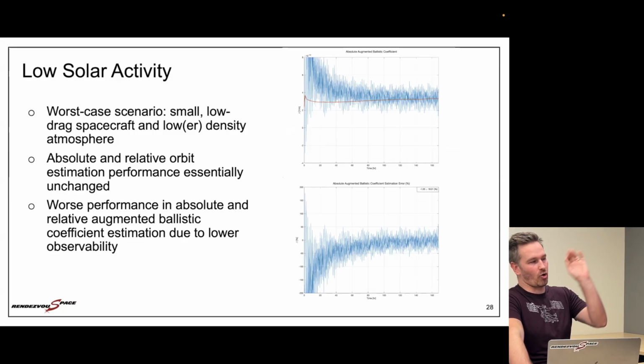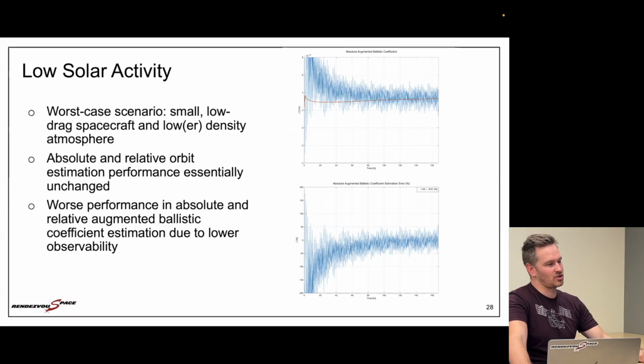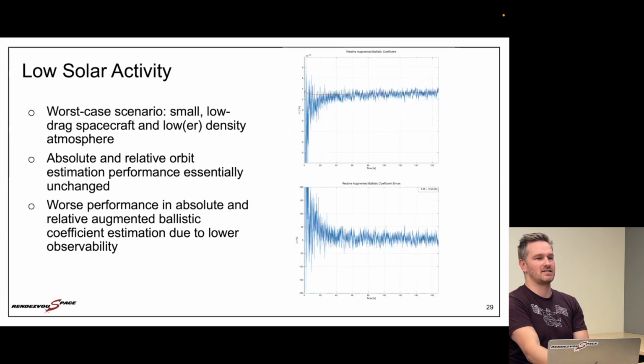And I'm not showing the orbit estimation results because they're basically unchanged. We want to look at what's happening with the absolute and relative augmented ballistic coefficients. And you see performance is a lot worse. Absolute, we're doing something like 20% error, so maybe 3 or 4 times worse than we were in the moderate solar activity case, which is expected because we now have a much lower density environment. The induced acceleration is lower.